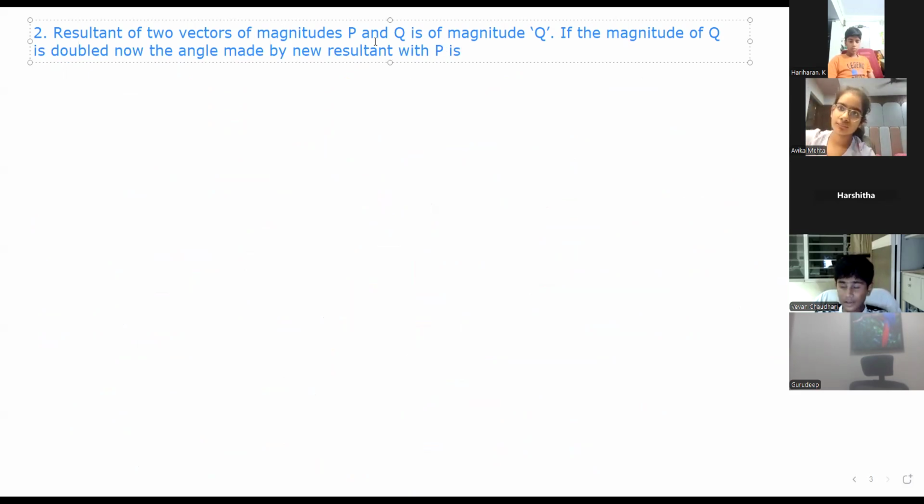So the resultant of two vectors of magnitude P and Q is of magnitude Q, right? So this is P, this is Q, and this is Q. If the magnitude of Q is doubled, now the angle made by the new resultant with P is? All of you please pay attention. Don't write.